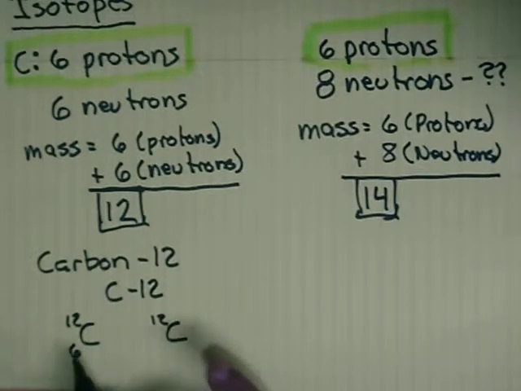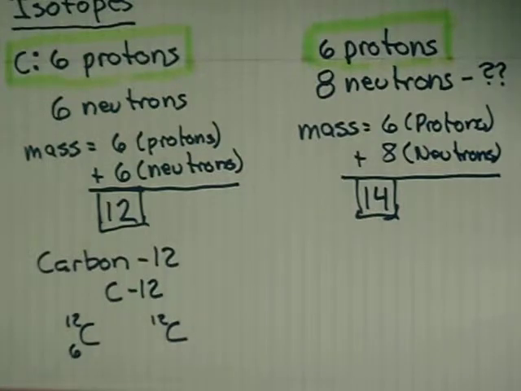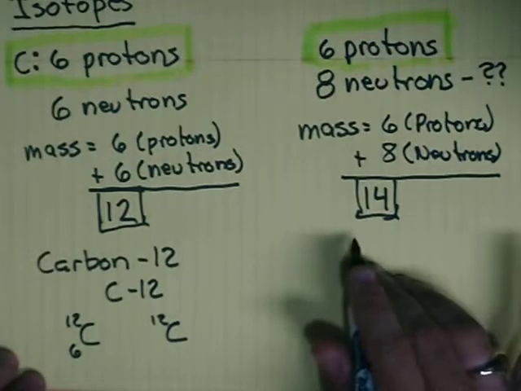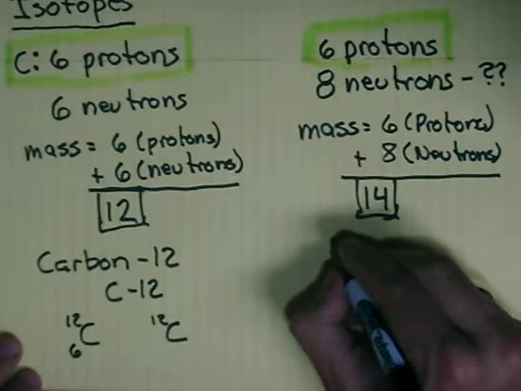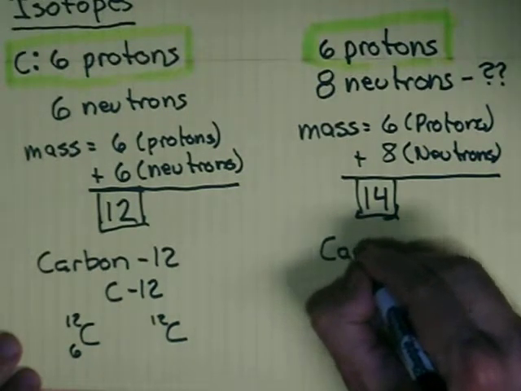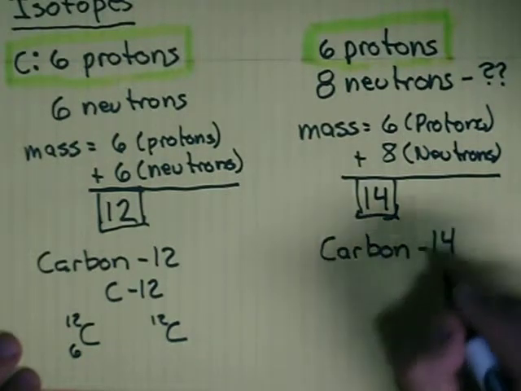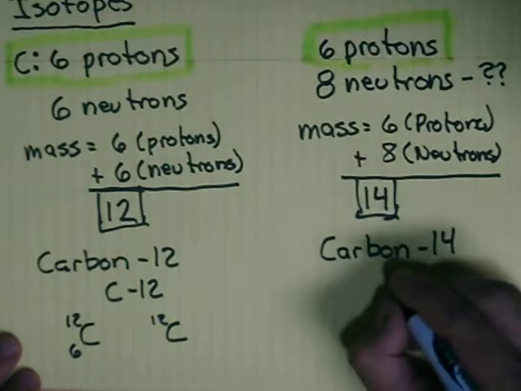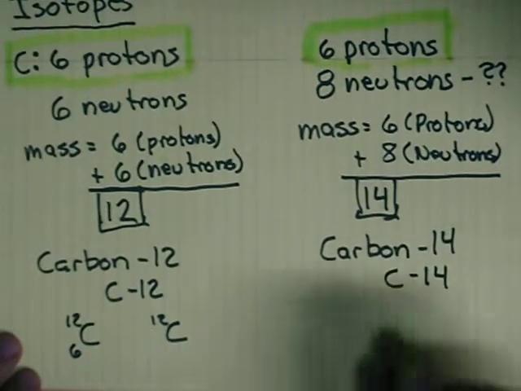And the reason being is that the 6 down here in the bottom left isn't necessarily needed. It's a little bit redundant because carbon has 6 protons. So over here then, what would this be? Carbon with a mass of 14? Carbon 14. Used for radiocarbon dating. Or maybe written C-14.